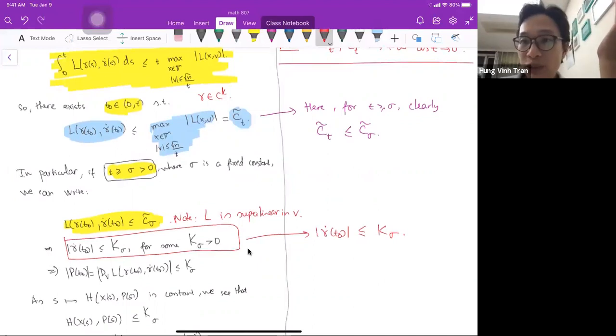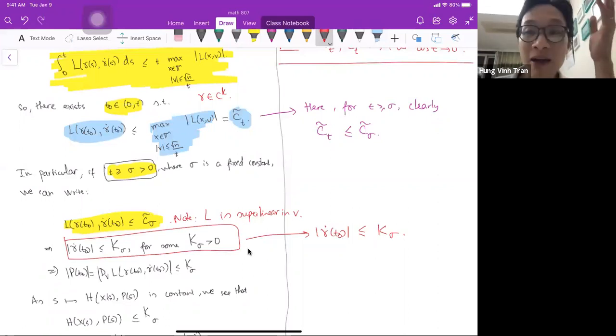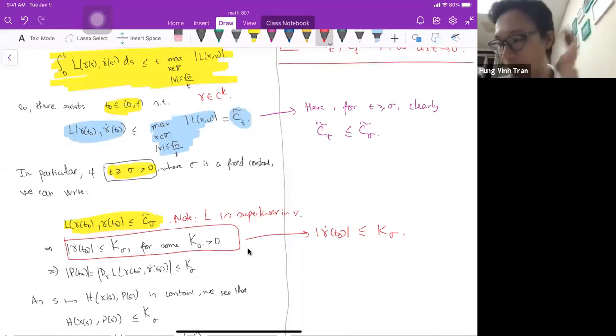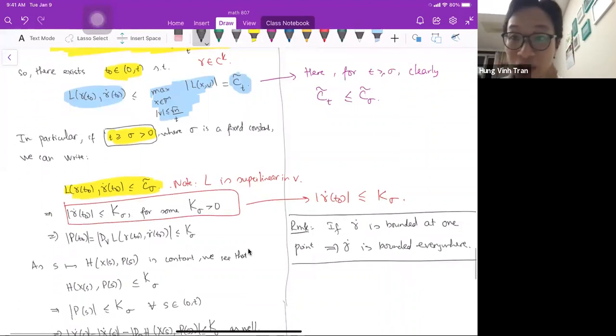If we stop here without using some of the tools we have developed, we are not done, but luckily we have developed so much so far after 2019 lectures that we don't have to reprove everything, right? It's enough to prove that if the velocity is bounded at a point, then it's bounded everywhere. So this is a very remarkable thing. It's a remark: if gamma dot is bounded at one point, then you imply that gamma dot is bounded everywhere.